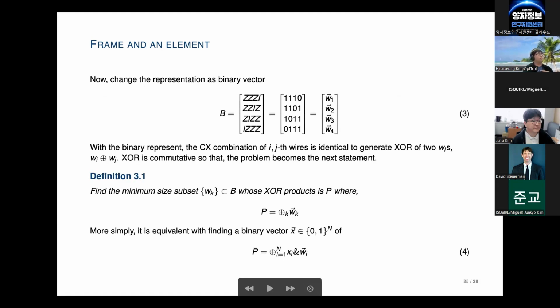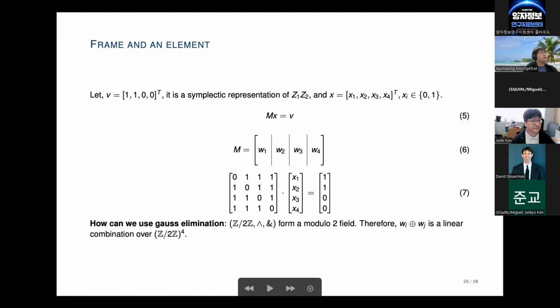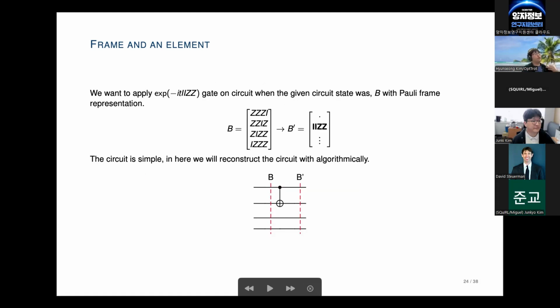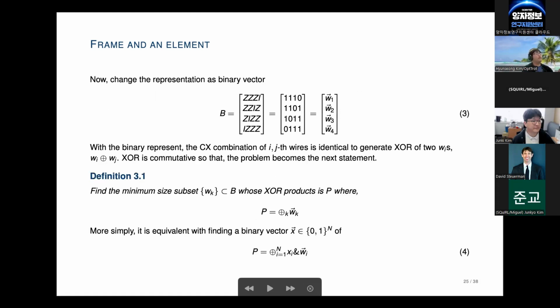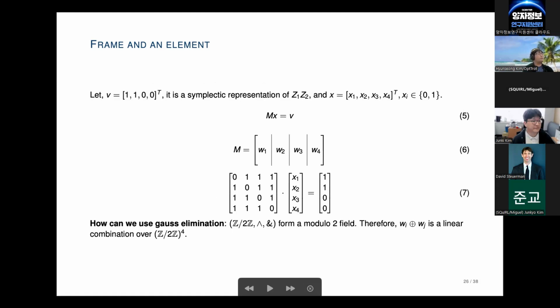So using the symplectic representation, we can change the Pauli frame representation into the binary vector representation. Then, when we have the new Pauli element, we can represent this element as a combination of the current frame elements, like a linear combination. Then we simply solve the linear equation, and we can find this representation.